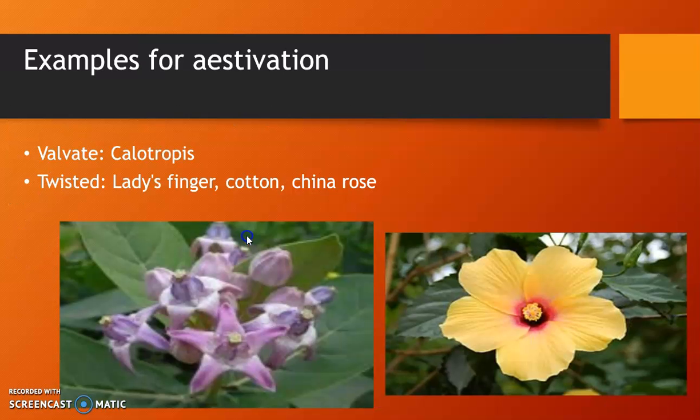estivations are present. So these are the examples for estivation. So the valvate type of estivation you can see in Calotropis. And in lady's finger, cotton and China rose, you can have the twisted type of estivation. So in order to remember, just imagine that a lady is wearing a cotton saree and wearing a China rose. So always these three examples will come commonly in many questions. So lady's finger, cotton and China rose, these three are the examples for twisted estivation.